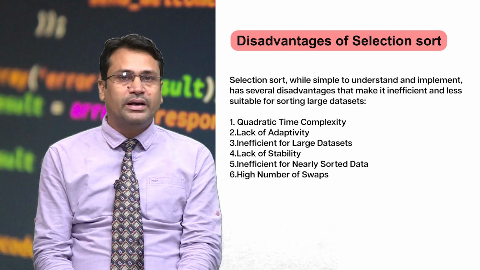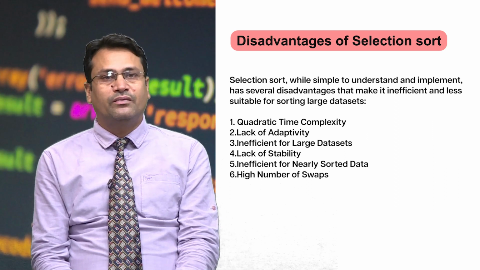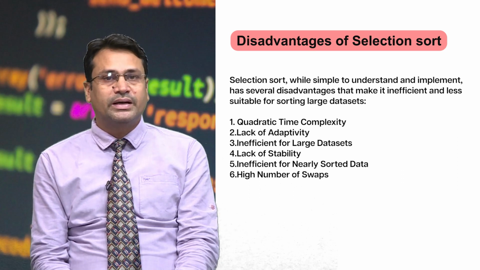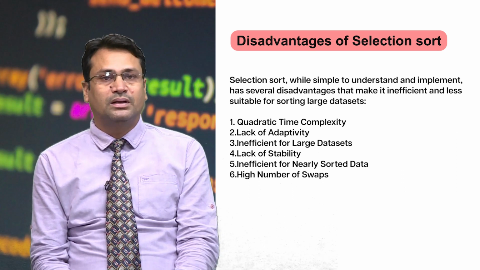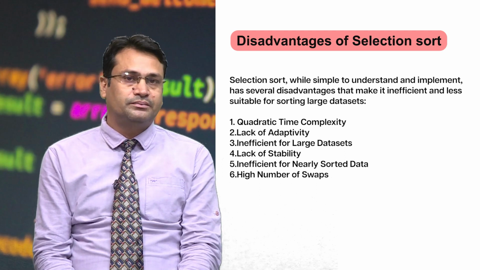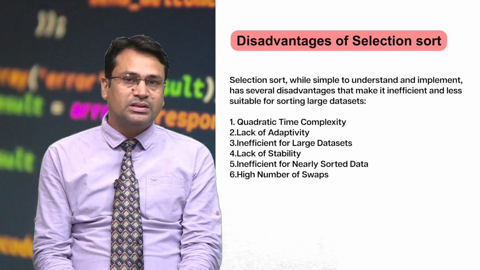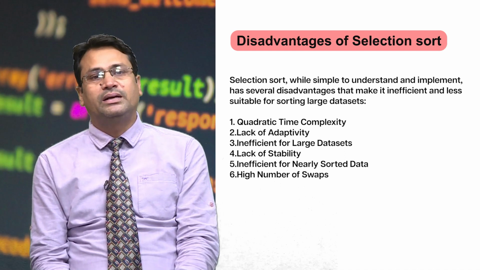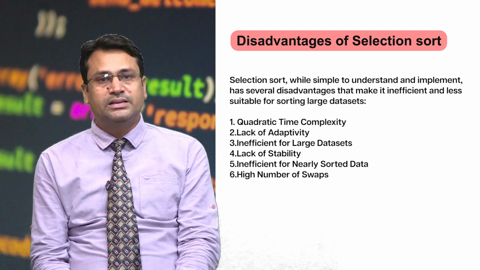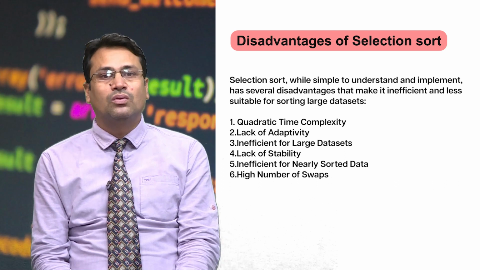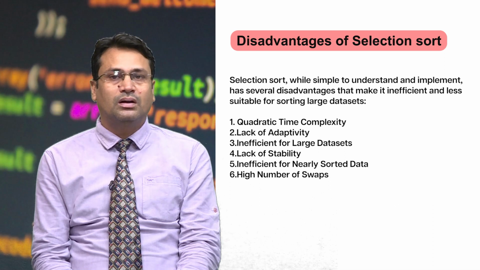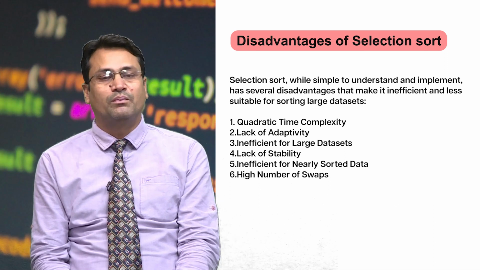The first is quadratic time complexity. The most significant disadvantage of selection sort is its time complexity. It has worst case and average case time complexity of order n square, where n is the number of elements to be sorted. This means that as the input size grows, the time it takes to sort the data increases quadratically. For large data sets, selection sort becomes extremely slow compared to more efficient sorting algorithms with order n log n time complexity.